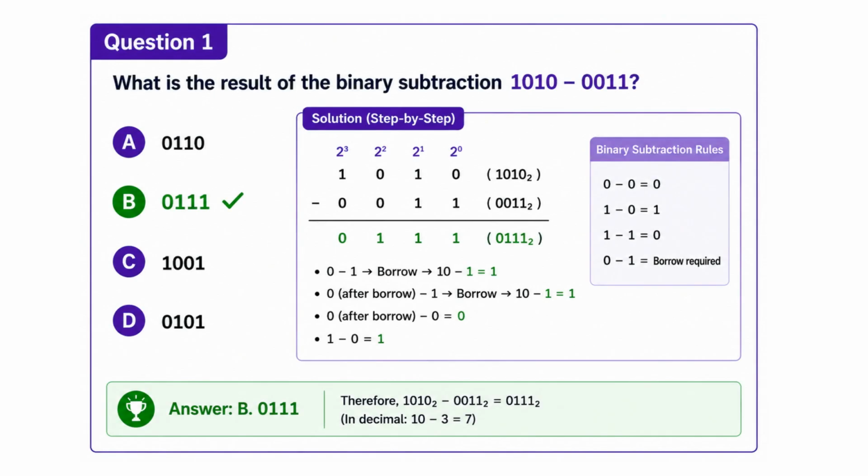Let's solve this together. We subtract 0011 from 1010. Start from the rightmost bit. When we see 0 minus 1, we borrow from the next bit. After borrowing, continue subtracting each bit. The final answer is 0111. So, 1010 minus 0011 equals 0111, which is 7 in decimal.